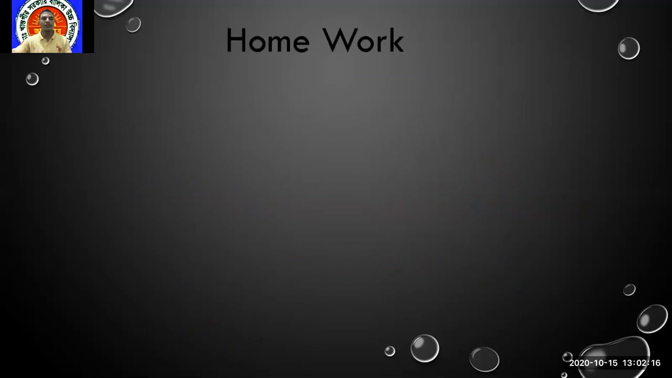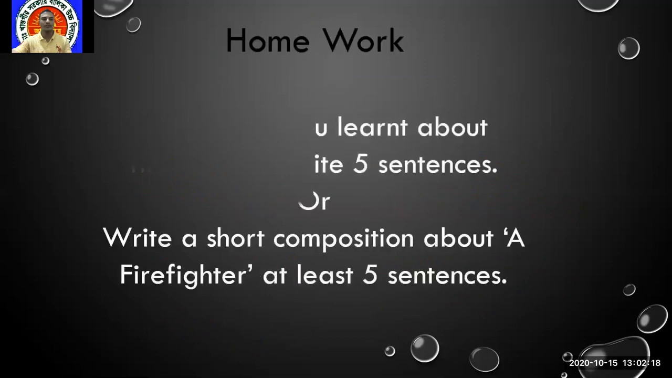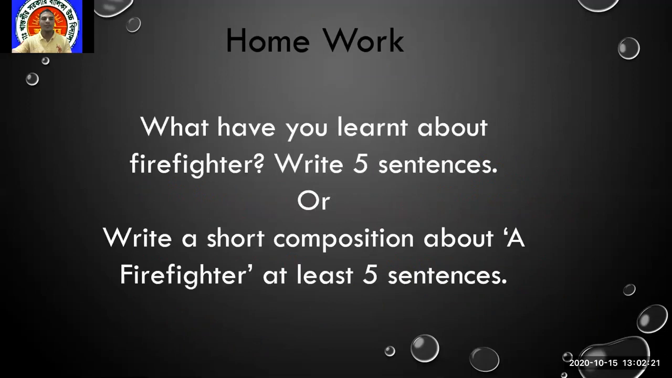Now, this is the homework for you. What have you learned about firefighters? Write 5 sentences, or write a short composition about the firefighter, at least 5 sentences. I hope you can now easily answer the questions for your homework. So, if you have any problem, please raise your hand or send me an SMS. I hope you can now easily write down any answer from this passage.